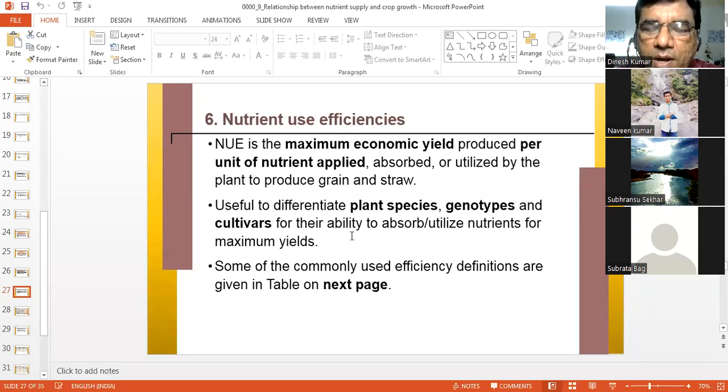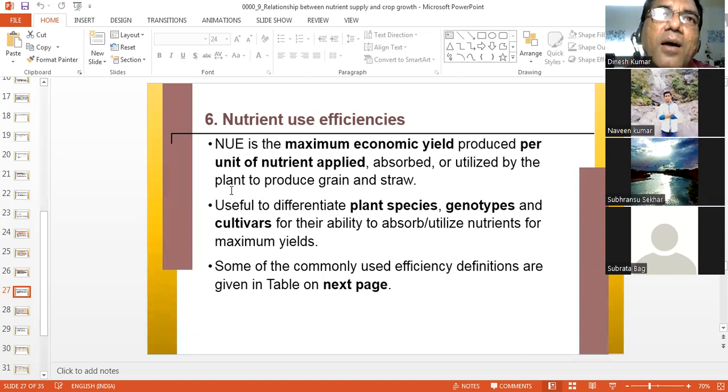It is useful to differentiate plant species, genotypes, and cultivars for their ability to absorb and utilize nutrients. So we must know which varieties of which plants, or which species, or which kind of crop is more efficient for a particular nutrient. And these days, people have gone to the gene level. I think you must know that nutrient use efficiency is now being dealt with by biotechnologists at the gene level or molecular level. I'm not an expert in that area.